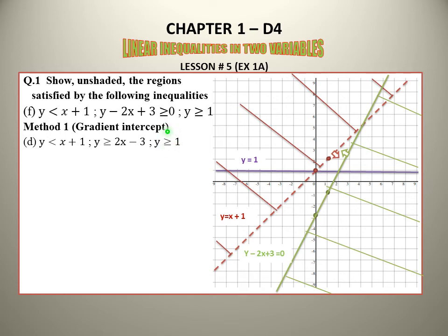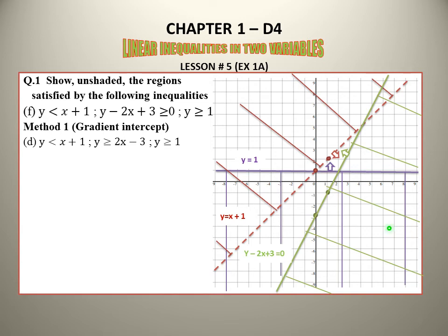And for this inequality, sign of inequality is greater than or equal to. So it means region above the line is defined. Region above the line is defined region. This region is defined. The whole region above the line. So we will shade its region below the line like this.